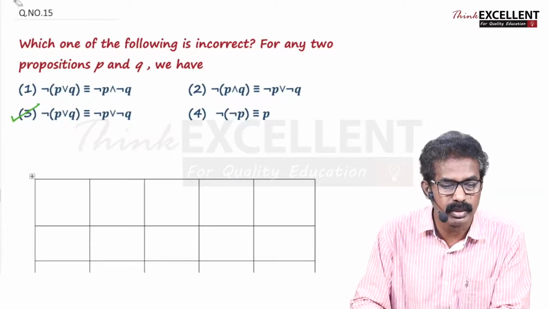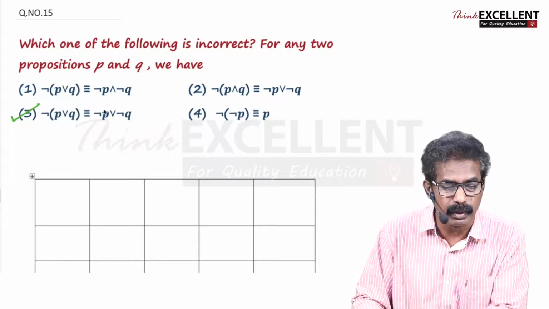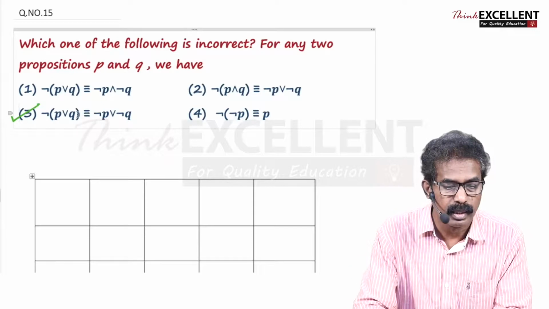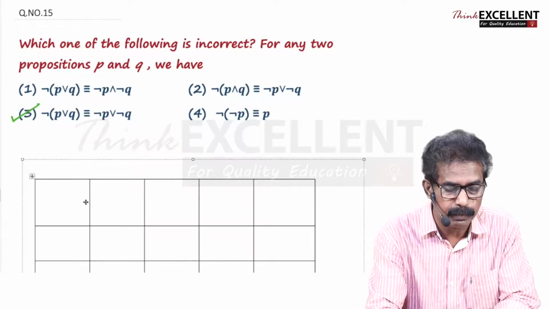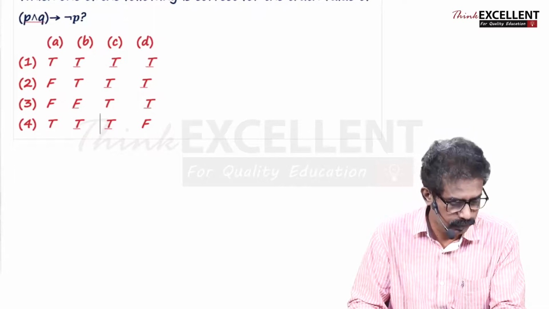And the fourth one is C, two times negation, right? Negation of negation P. It is P only, right? So hope you understood question number 15. Now let's move on to question number 16. See the 16th question.